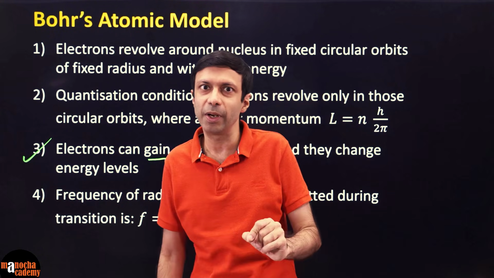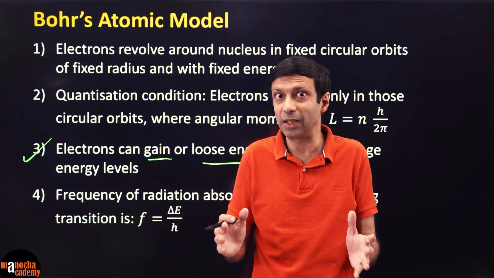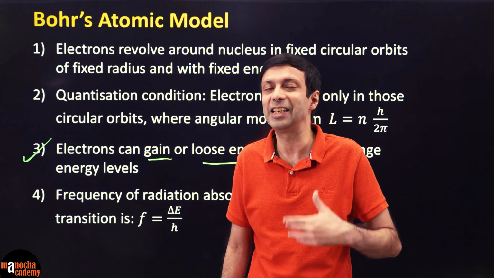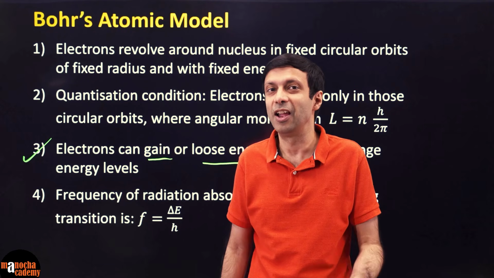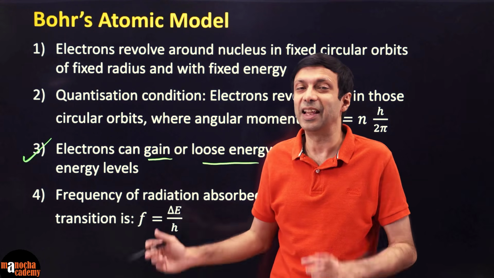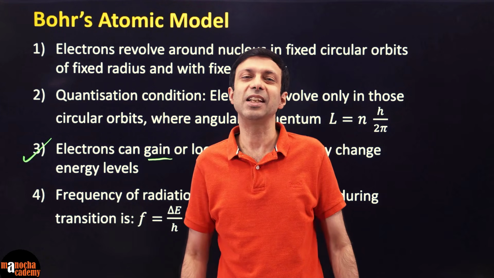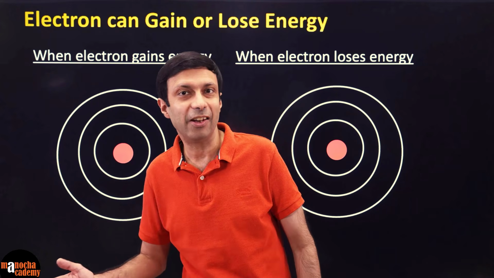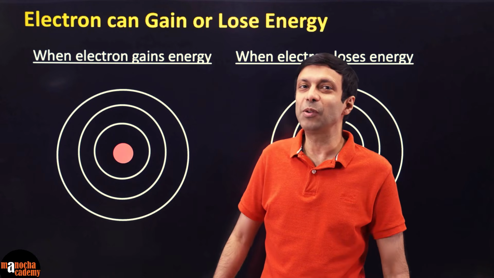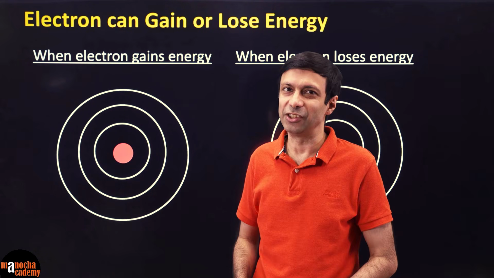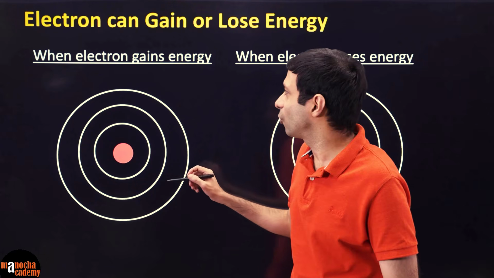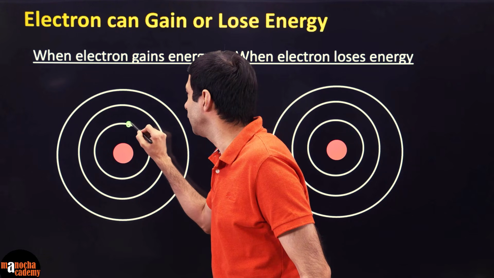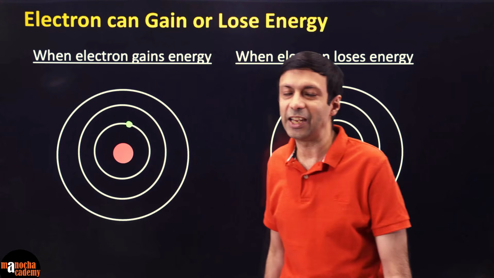If they are in the same orbit, the energy level will be same. That's why they are called stationary orbits, stationary energy levels. But when they shift, then they can gain or lose energy. So let's understand this in more detail. Bohr's third postulate said that electron can gain or lose energy. So let's see what happens when an electron gains energy. Let's say the electron is in the first shell of the atom, let's say it's in the K shell.